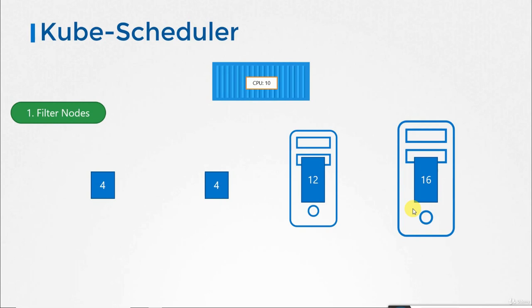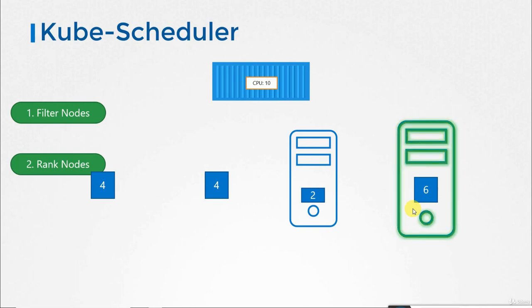Now, how does the scheduler pick one from the two? The scheduler ranks the nodes to identify the best fit for the pod. It uses a priority function to assign a score to the nodes on a scale of 0 to 10. For example, the scheduler calculates the amount of resources that would be free on the nodes after placing the pod on them. In this case, the one on the right would have 6 CPUs free if the pod was placed on it, which is 4 more than the other one. So it gets a better rank, and so it wins. So that's how a scheduler works at a high level.